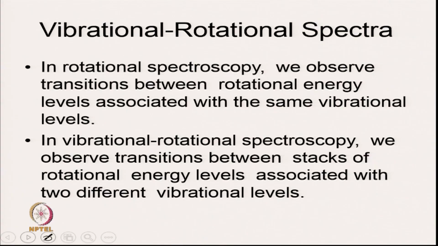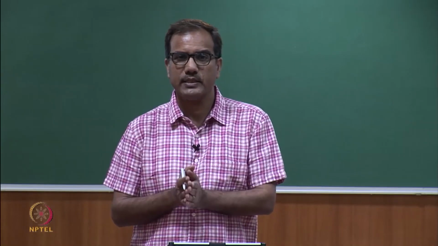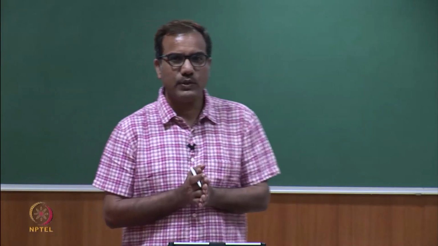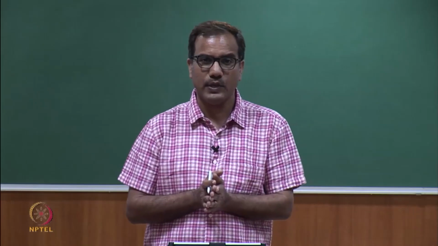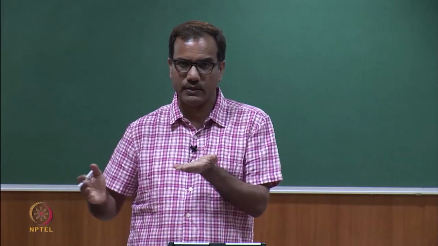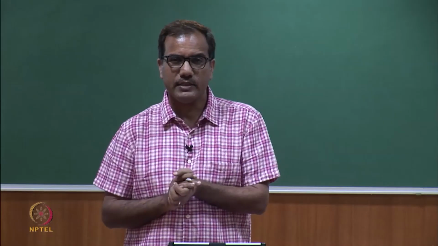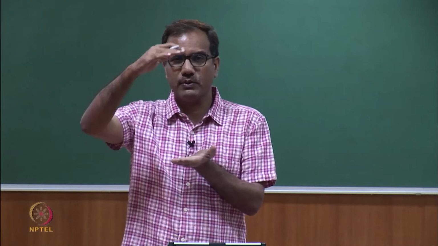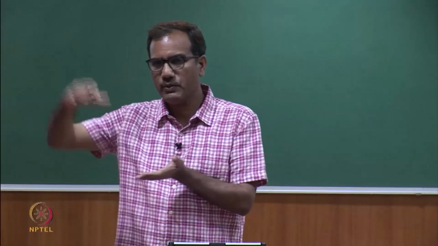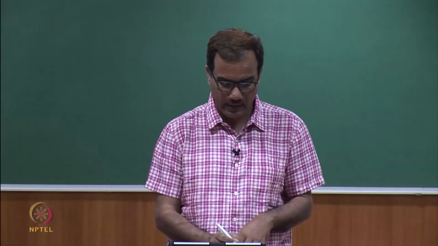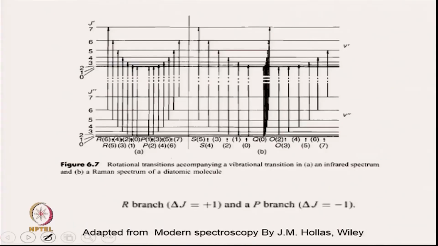But in the vibrational rotational spectrum, you are looking at transitions between stacks of rotational energy levels associated with two different vibrational levels. So, you are not looking at v equal to 1 and J equal to something to v equal to 1 and J equal to something. What you are going to look at is v equal to 1 to v equal to 2, and then you look at different rotational levels. What I mean by this is given here.